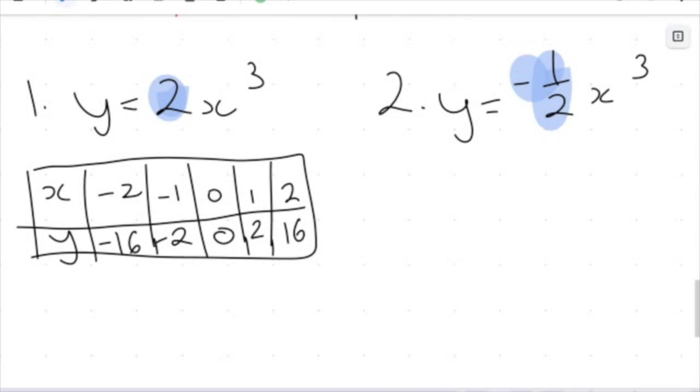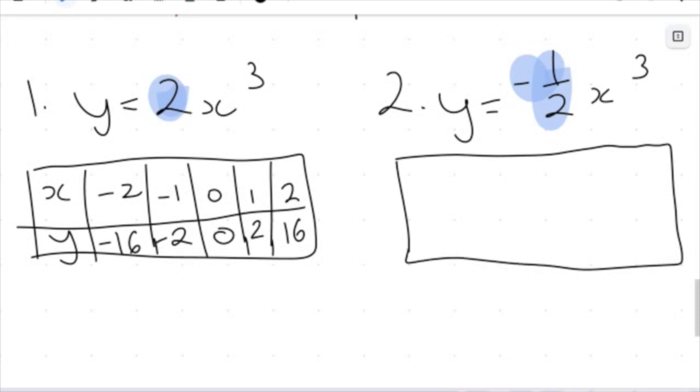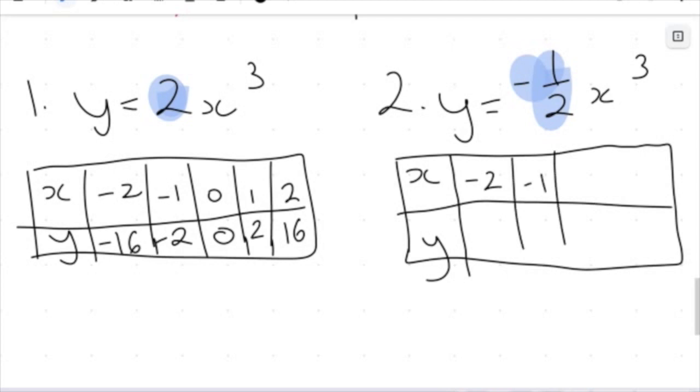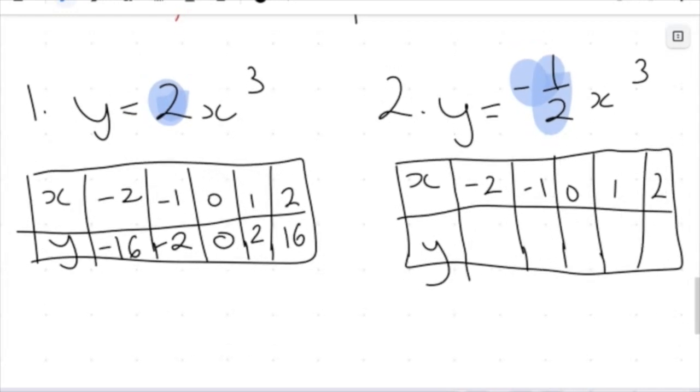Now this next one over here, I have a negative in front. Now some of you may be clued onto this by now from the other transformation videos, but that's going to do something really special to the graph. We're going to investigate that now. But we're doing the same kind of thing, and we're trying to find the value of y for these different values of x.